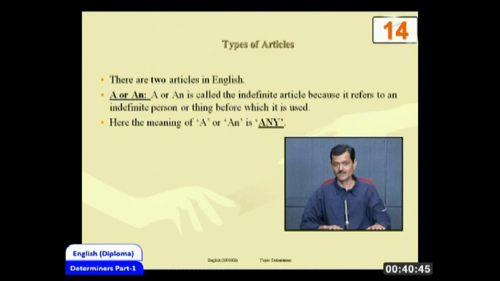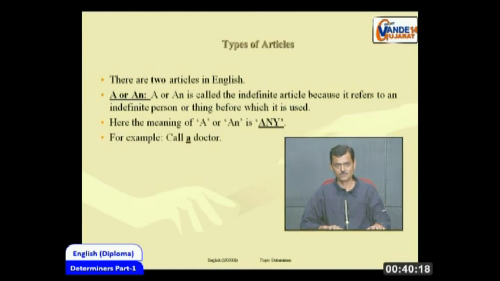Here, as we have seen in the example of a peon, the meaning of A or AN is any. Any means uncertain. Any means indefinite. Any program, any computer, or a computer means any computer. Can I have a computer? Can I have any computer? Can I have a pen? Any pen, etc.